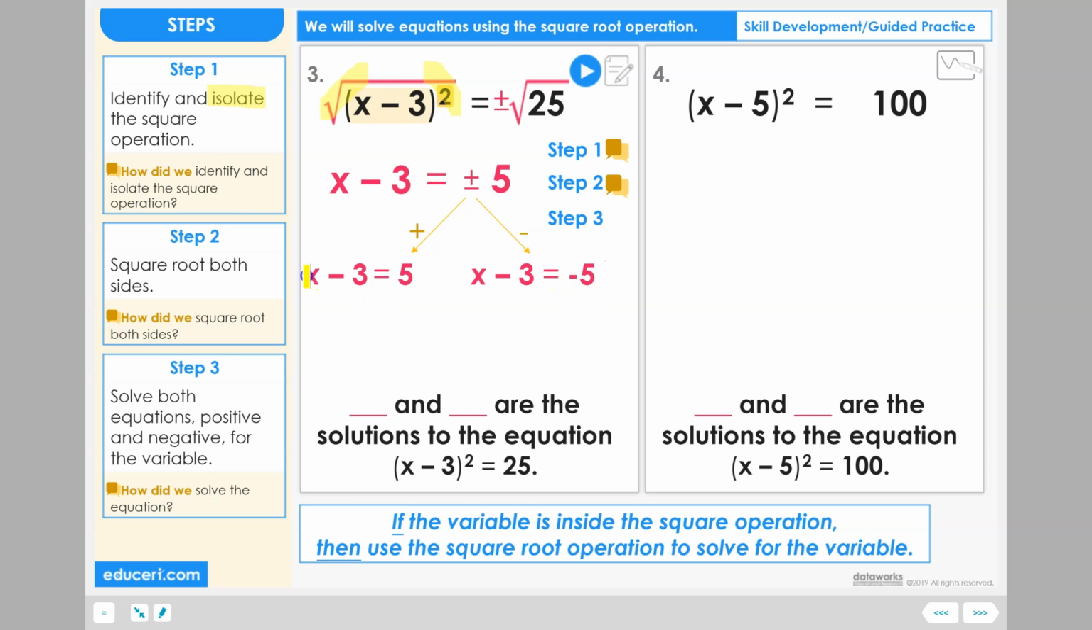Here our equation is not solved. We're going to use an additive inverse on this minus 3 term. By adding 3 to both sides, we will be left with x alone on the left side, and that will be equal to positive 5 plus 3, which is 8.